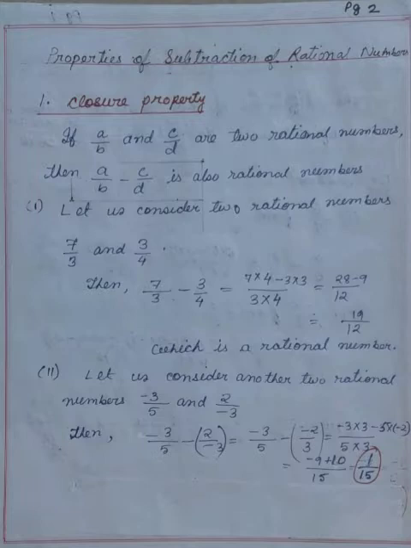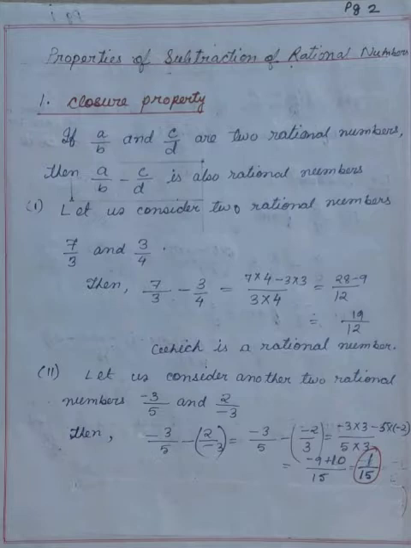The first property is the closure property. It is the same as the closure property of addition, which states that the sum of two rational numbers gives another rational number. Here, if a by b and c by d are two rational numbers, then a by b minus c by d, the result is also a rational number. We will see with one example.